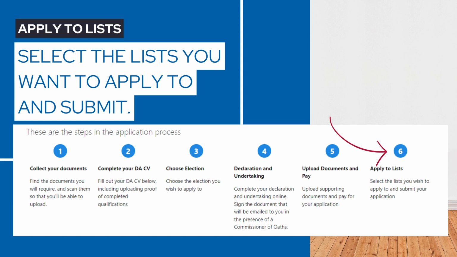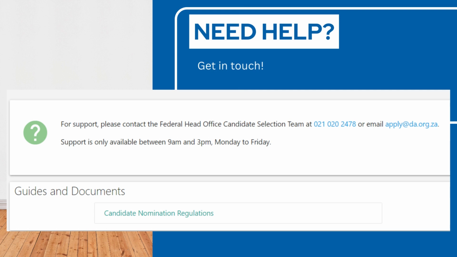You can exit and re-enter your application to continue later, or to upload documents, as the system automatically saves your answers as you go. For support with your online application, you can contact the Federal Head Office Candidate Selection Team at 021-020-2478 or email apply@da.org.za. Note that support is only available between 9 a.m. and 3 p.m. Monday to Friday. This message is also displayed throughout your application.